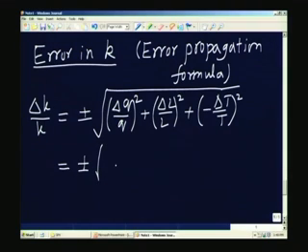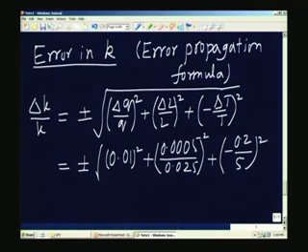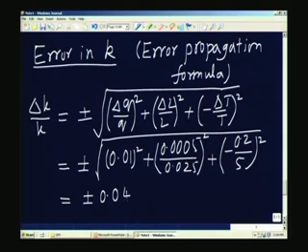Delta Q is 1%, so delta Q by Q is nothing but 0.01, whole squared. Delta L by L, I can substitute the values as 0.0005 divided by 0.025, whole squared, plus 0.2 divided by 5, whole squared. All are ratios. When you do that, the entire thing comes to plus or minus 0.042. So, delta K by K is equal to 0.042, or about 4.2%.